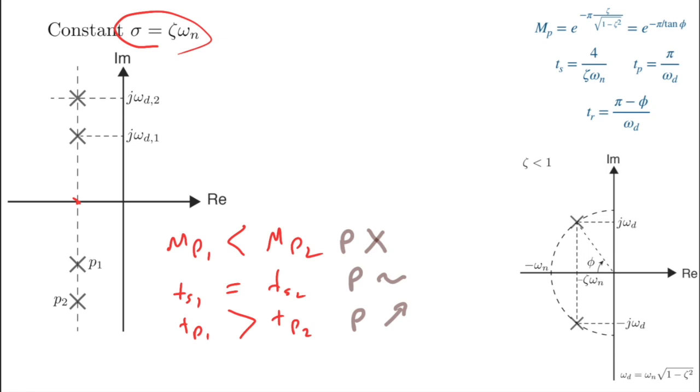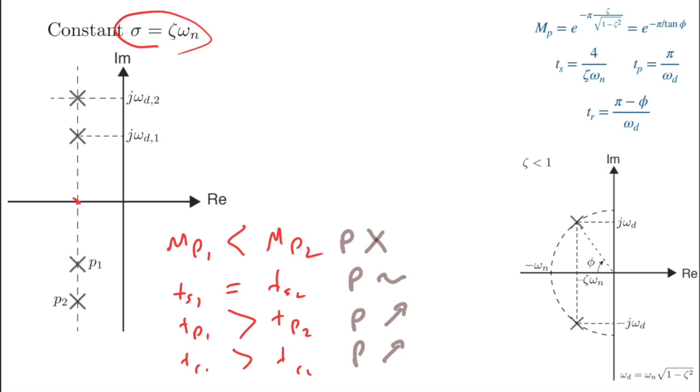So what about the rise time? As you can see, it's the same story. Omega d is increasing, so I'm decreasing the rise time. Phi is increasing, but it's minus, so it's the same effect. I have a performance improvement.